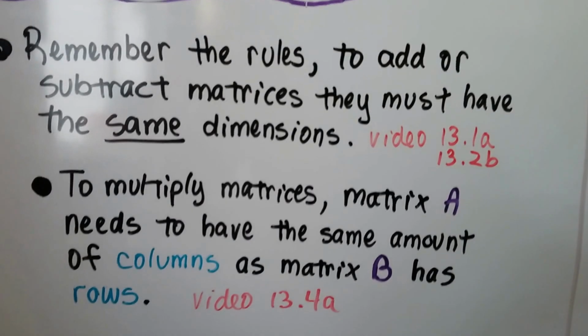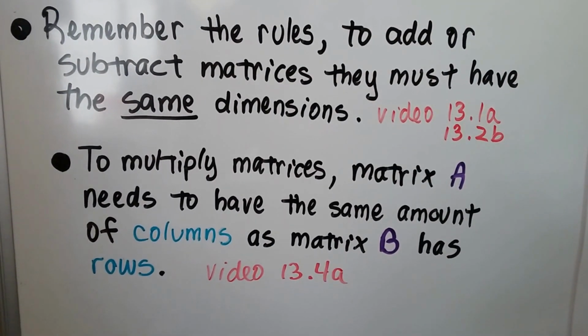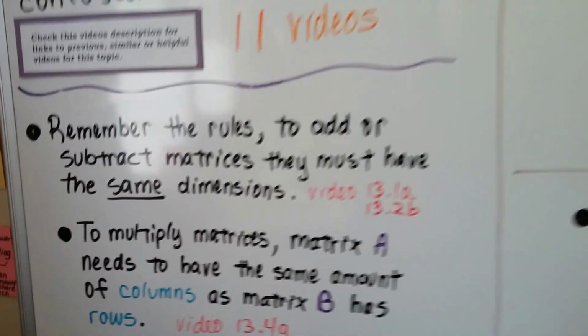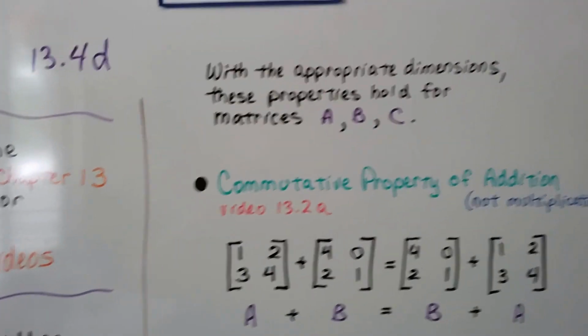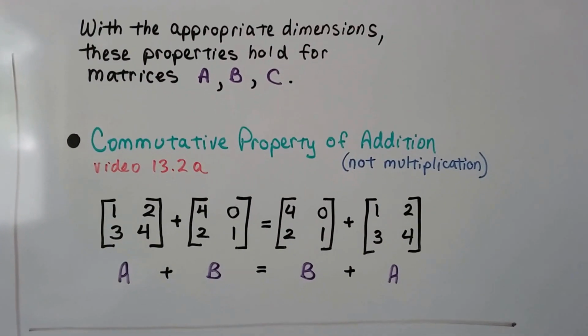They must have the same dimensions. And to multiply matrices, matrix A needs to have the same amount of columns as matrix B has rows. And with the appropriate dimensions, these properties hold for matrices A, B, and C, whatever they are.